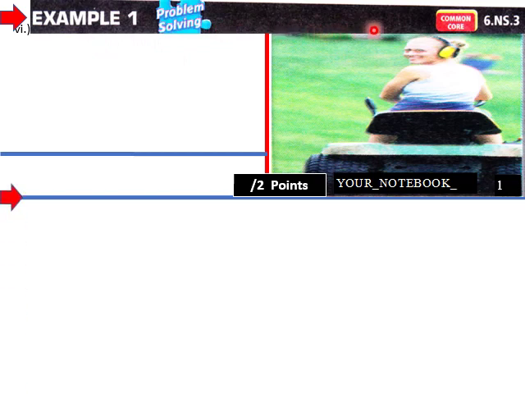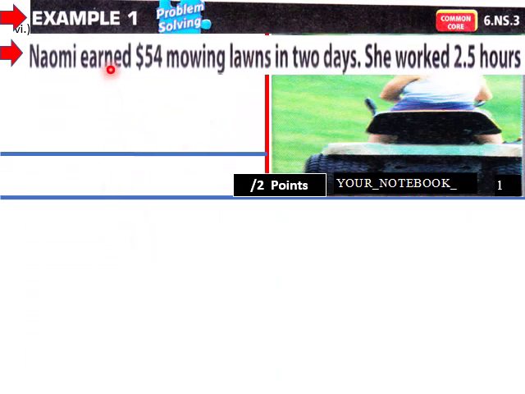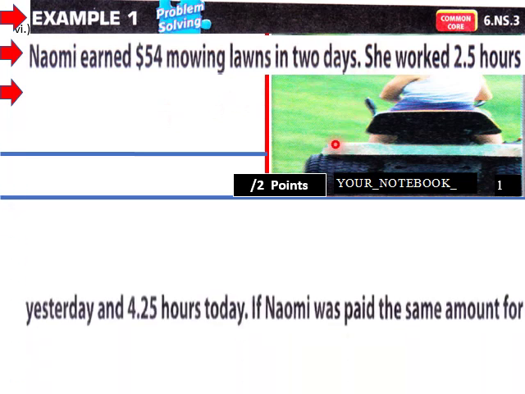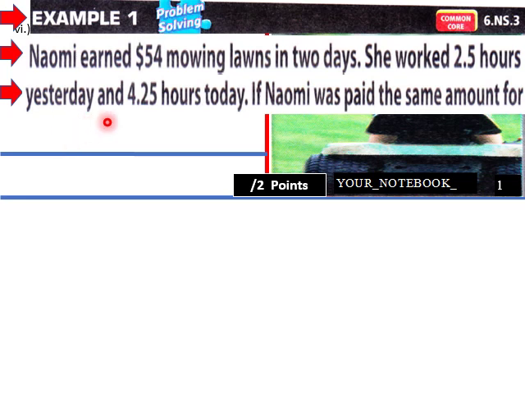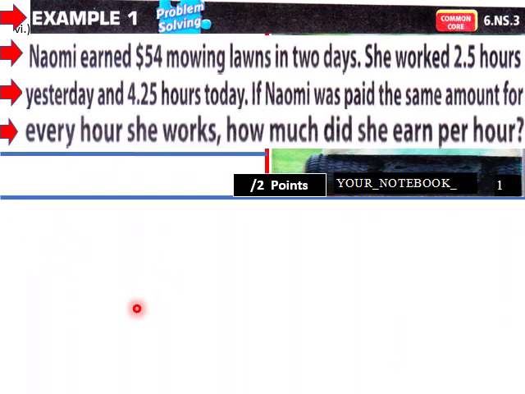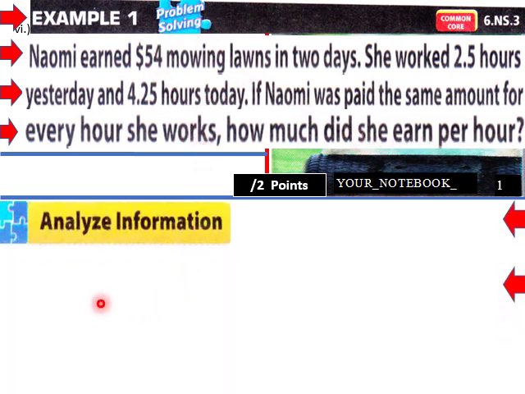Example 1, problem solving. Naomi earned $54 mowing lawns in 2 days. She worked 2.5 hours yesterday and 4.25 hours today. If Naomi was paid the same amount for every hour she works, how much did she earn per hour? So how do we solve this word problem?